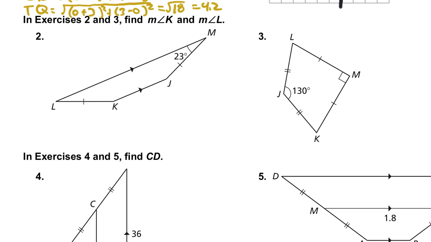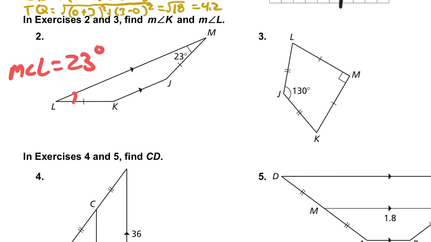All right, let's look at this. We have a trapezoid here, and I also see congruent marks. So we see this is isosceles. So isosceles means base angles are the same. So if we have 23, that means the measure of angle L is also 23 degrees. And that says find the measure of angle K.